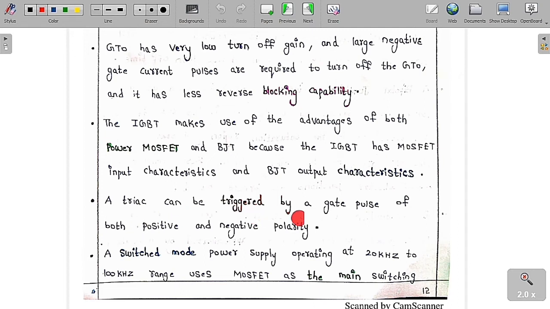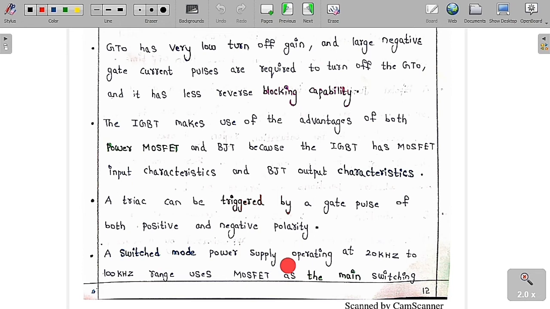A triac can be triggered by a gate pulse of both positive and negative polarity. Positive polarity, because the triac is nothing but two thyristors in anti-parallel. So positive gate current is required to turn on one thyristor and the negative pulse is going to turn on the other thyristor. So a triac can be triggered by a gate pulse of both positive and also negative polarity because it is a fully controlled device. Yes, we can turn it on and also we can turn it off.